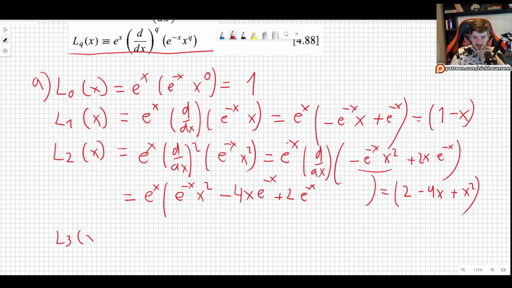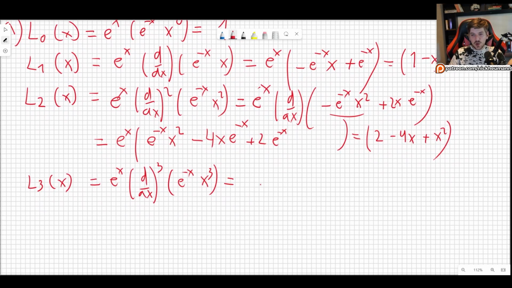And then the fourth one, which is the last one that we will calculate for now, will be e to the x, d^3/dx^3, right? Three derivatives this time of e to the minus x, x cubed. Okay, so let's take one derivative. So this would be e to the x, and then we have still two derivatives. And the result after one is simply minus e to the minus x times x cubed plus 3x squared e to the minus x.